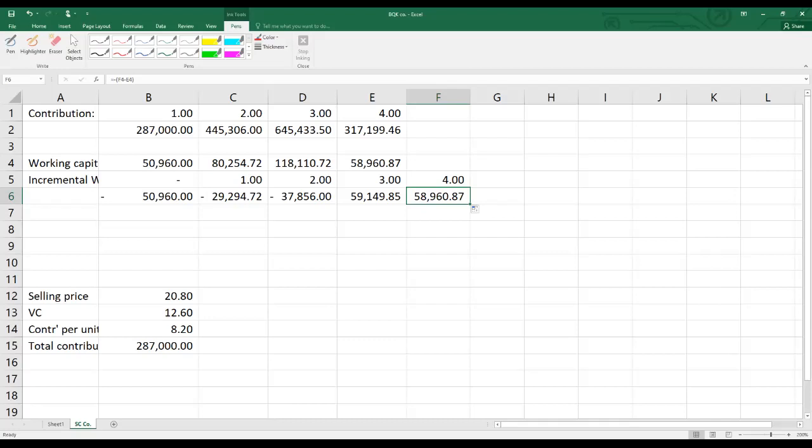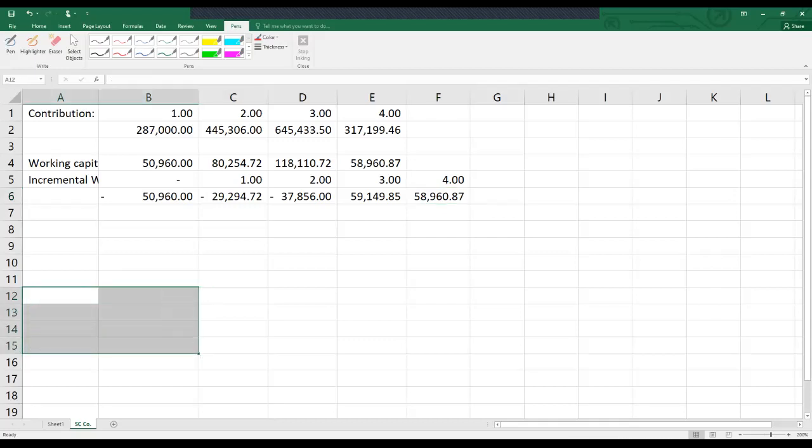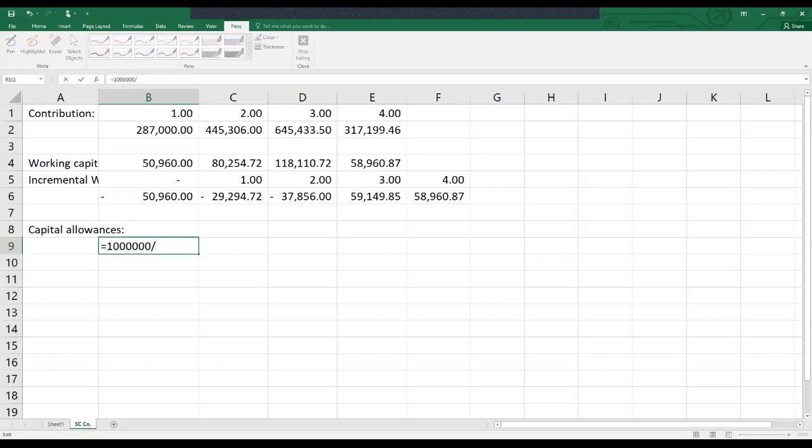Okay, so you're done with working capital. Then do you claim allowances? Yes, you do. And you do so on a straight line basis. So you can give me a number, please. Therefore, you can call this capital allowances. Capital allowances will be equal to the cost of the asset, and the cost of this asset is 1 million. So 1 million, you divide by the number of years, which is 4 years, which gives 250.